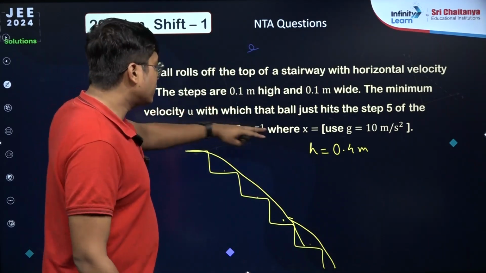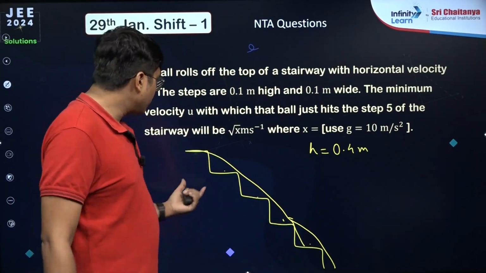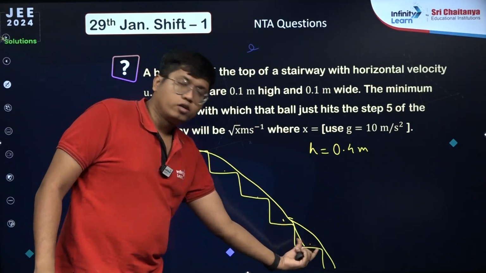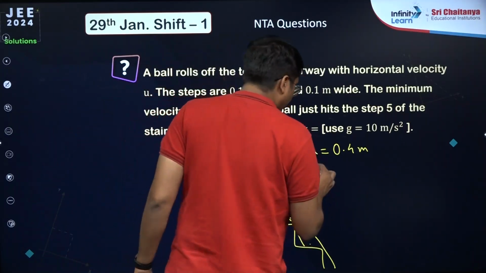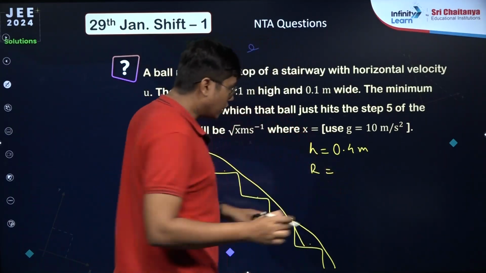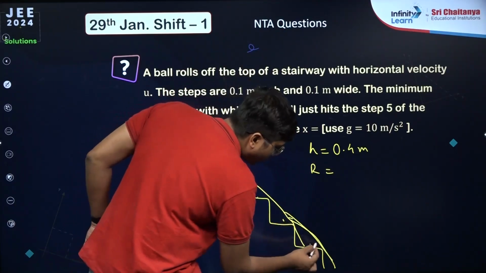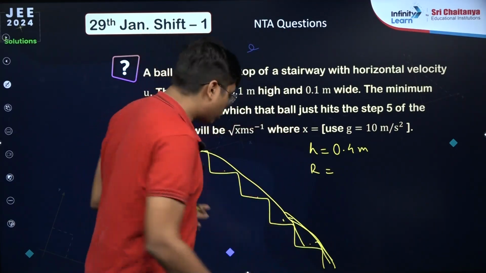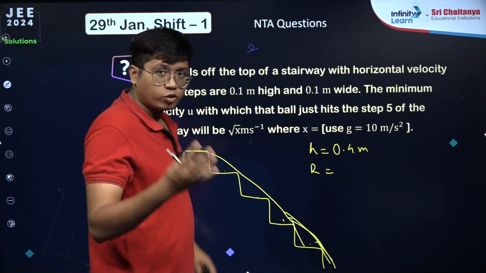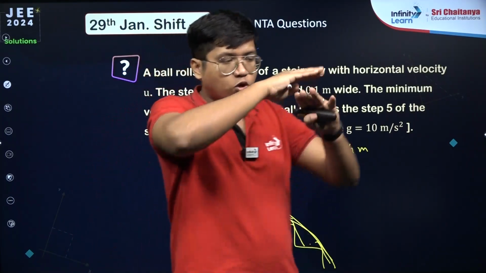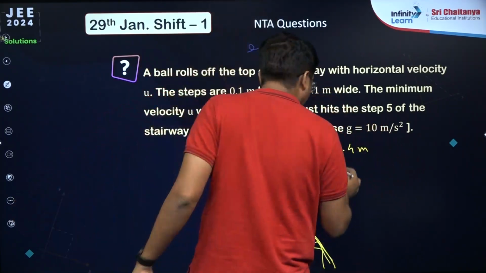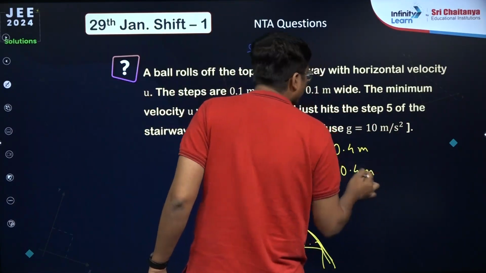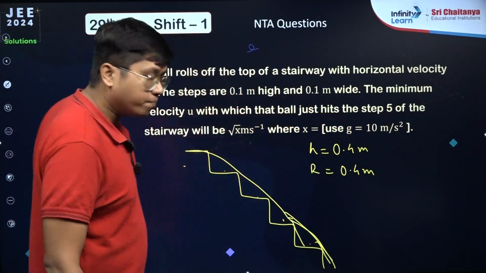So your height is this, and the distance it has to travel is the same way, 1, 2, 3, 4. So your distance to be traveled, or what we call the range, because at that point it should be just grazing along it. So this should be the range, this should be the height. We're doing it for the fourth step, because if it crosses the fourth, it will land on the fifth. So that is also 0.4 meter, because each one is 0.1 meter wide.